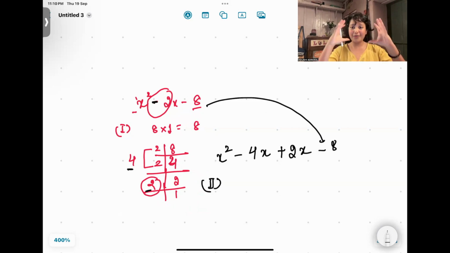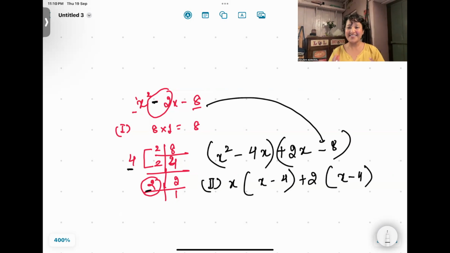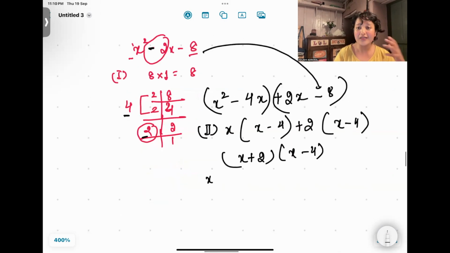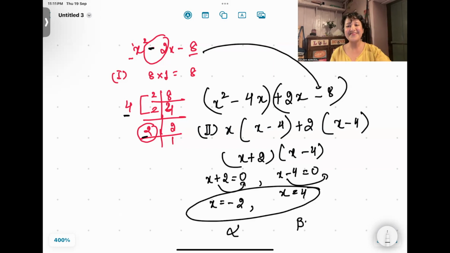Second step is to take brackets, to take common. Let's take common. Common is x. So x minus 4 over here. Here, what's my common? Common is 2. So x minus 4 over here. Brackets are same, meaning your answer is correct. So bracket together: x plus 2, x minus 4 equals 0. If you're facing a hard time doing this mentally, you can also write it down. So x plus 2 is 0, x minus 4 is 0. Transfer to the other side, x is equal to minus 2. Transfer minus 4 to the other side, x is equal to 4. So first one would be alpha, second one would be beta.